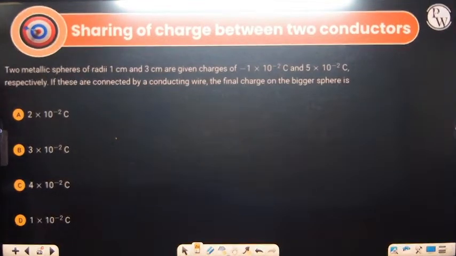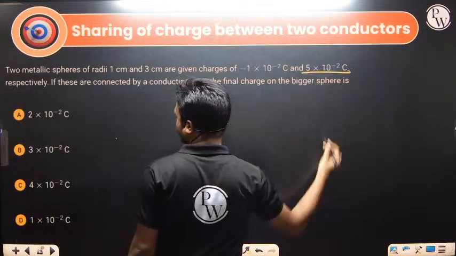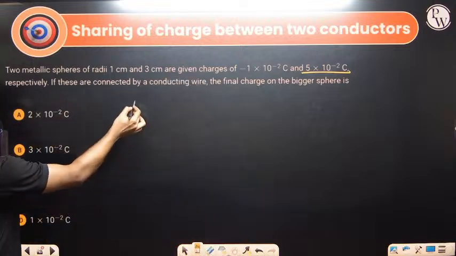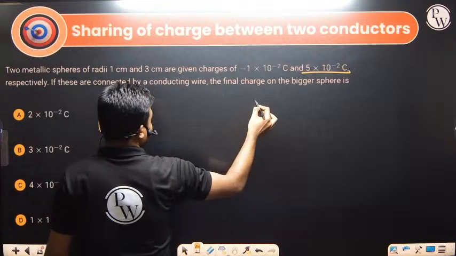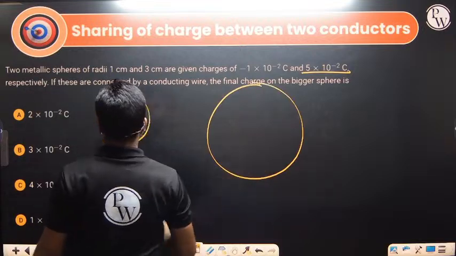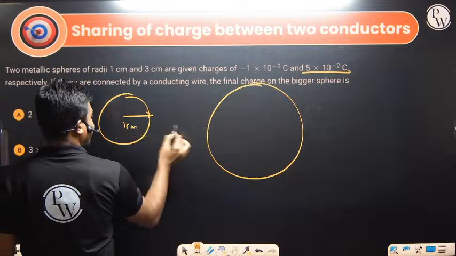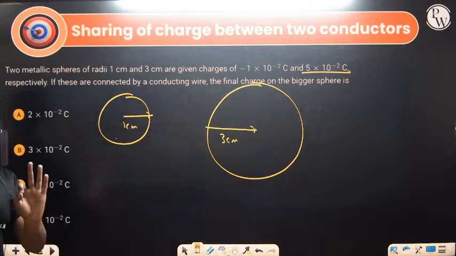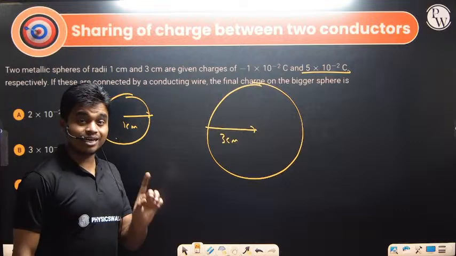Now, two metallic spheres of radius 1 centimeter and 3 centimeter are given charges minus 1 times 10 to the power minus 2 coulomb, and 5 times 10 to the power minus 2 coulomb respectively. If they are connected by a conducting wire, the final charge on the bigger sphere will be given by. So here the first one has a radius of 1 centimeter and the second has a radius of 3 centimeter. The charge transfer will take place until both the bodies acquire the same potential.